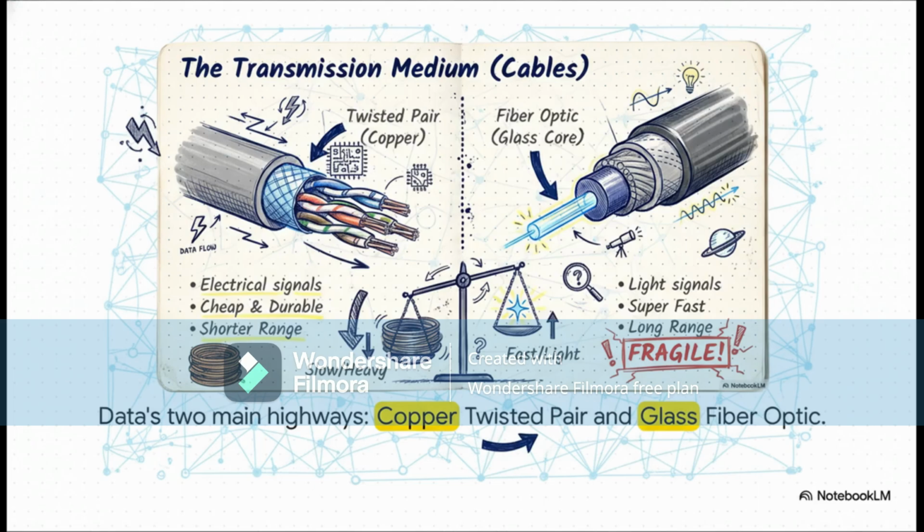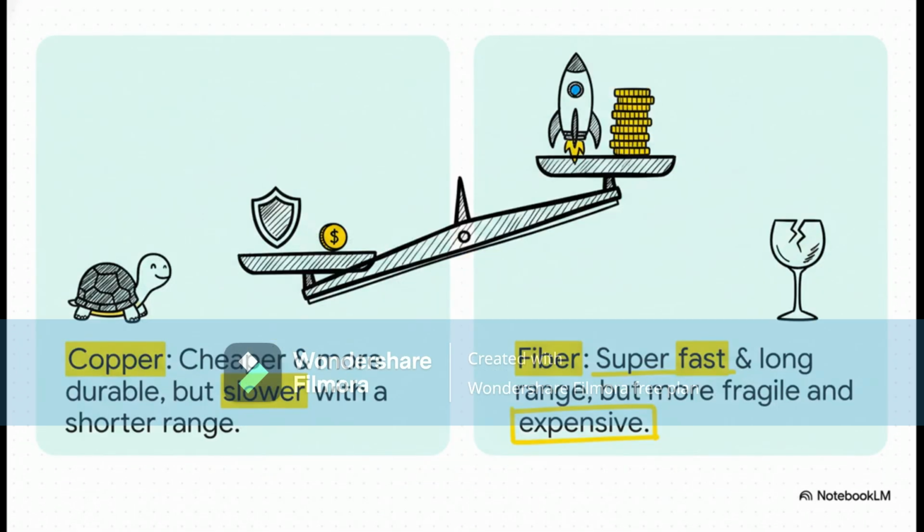But on the right, that's the cool one, fiber optic. It has a super thin core made of glass, and it sends signals using flashes of light. It's literally data moving at the speed of light. How cool is that? So what's the difference between them? Pay attention, because this is a classic exam question.